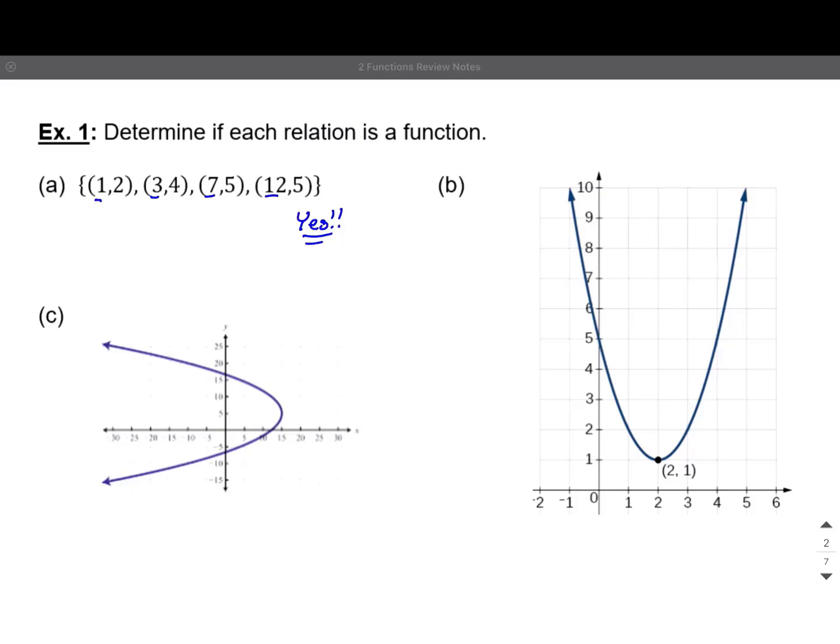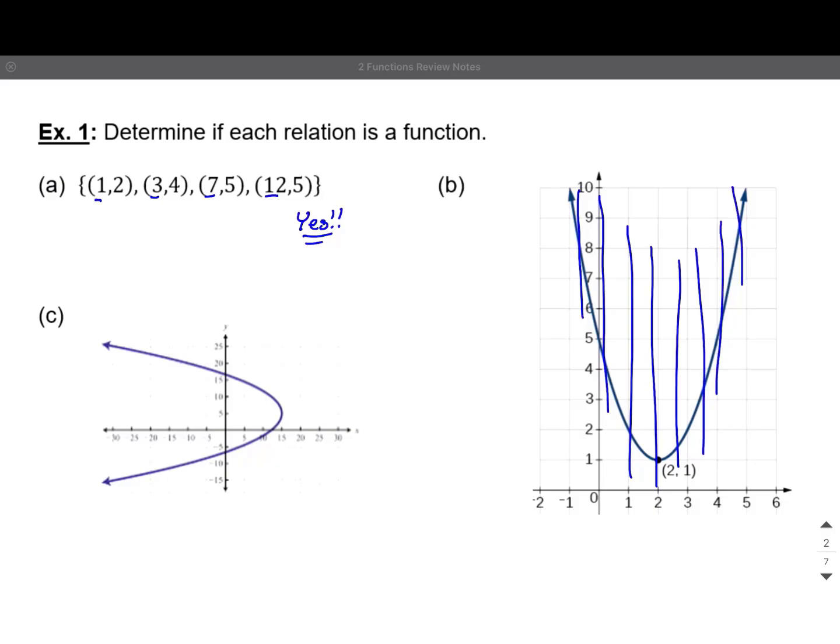Now in B, it is a set of ordered pairs, but we don't see the infinite number of ordered pairs. What we see is the graph. But if we look at this graph, anywhere we try to draw a vertical line, the vertical line can only cross the graph once. So yes, this one is also a function.